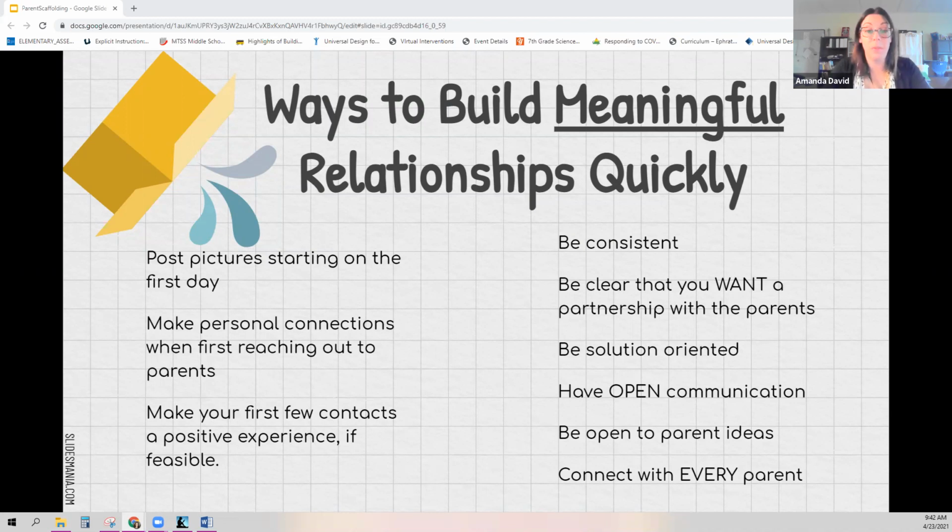And connecting with every parent. Now, this could be incredibly difficult, especially for our middle and secondary teachers, where you are going to have quite a bit of students, elective teachers all through the grades. This is something that will be difficult for you as well. But there are ways that you can reach out to parents and be able to connect with as many as you are able.